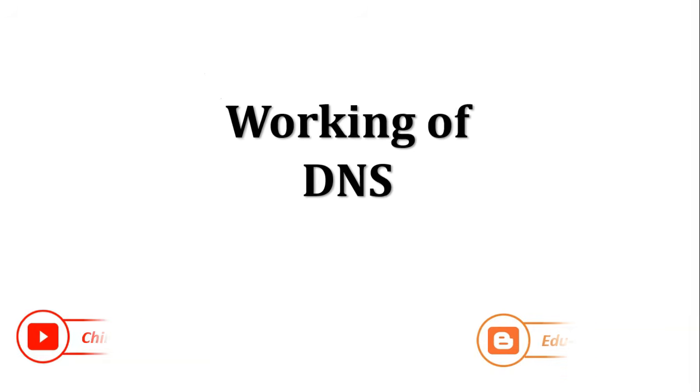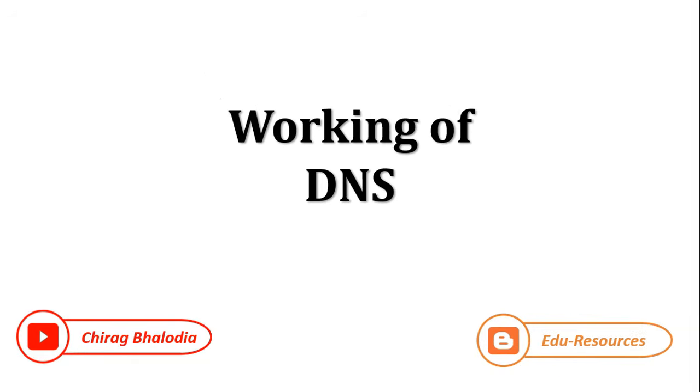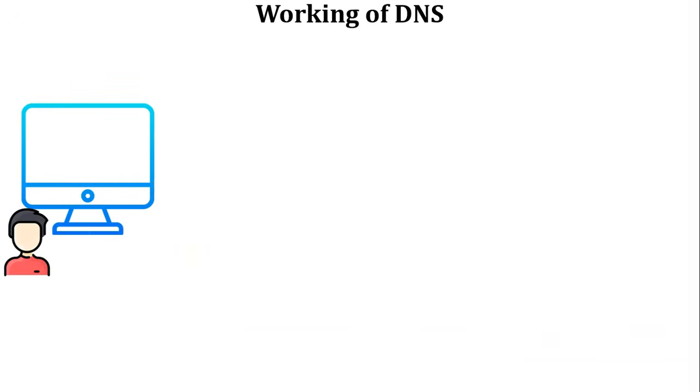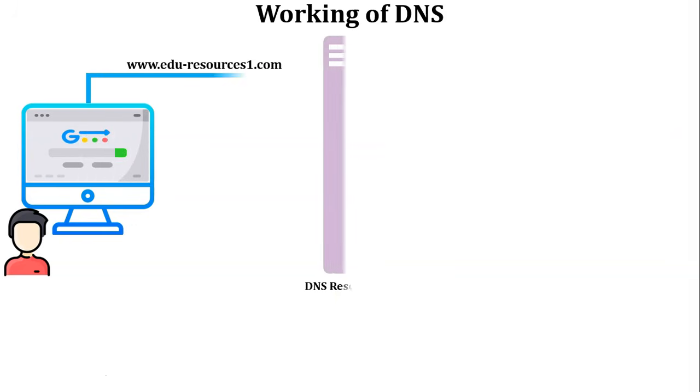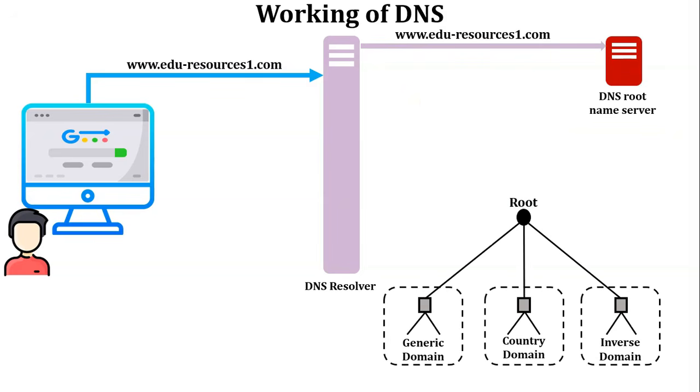Next, the working of DNS. Let us take one example to understand the working of DNS. There is one user who wants to access a website, www.eduresources1.com. First of all, the user enters the URL into the web browser. The web browser sends this URL to the DNS resolver. The purpose of the DNS resolver is mapping website name to IP address and IP address to website name. Now the DNS resolver sends this URL to the root server.